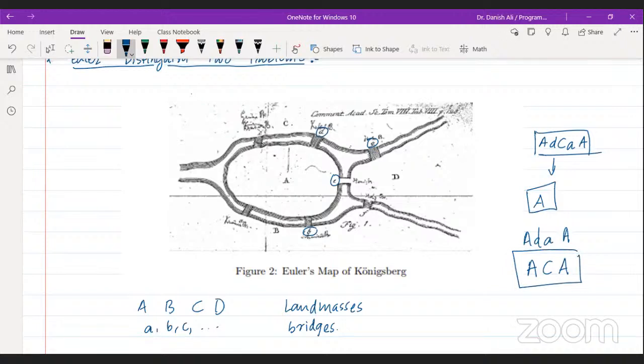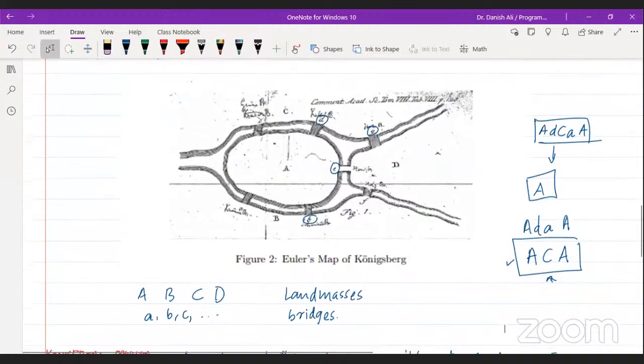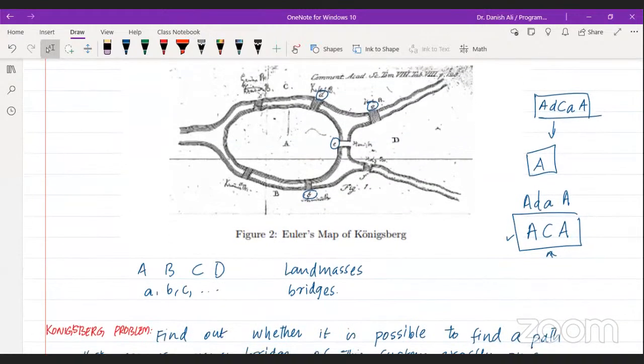So Euler used this notation for any walk or any path. For example, if we have 7 bridges, and if it has a positive solution, how many letters do you think are used to represent that walk?